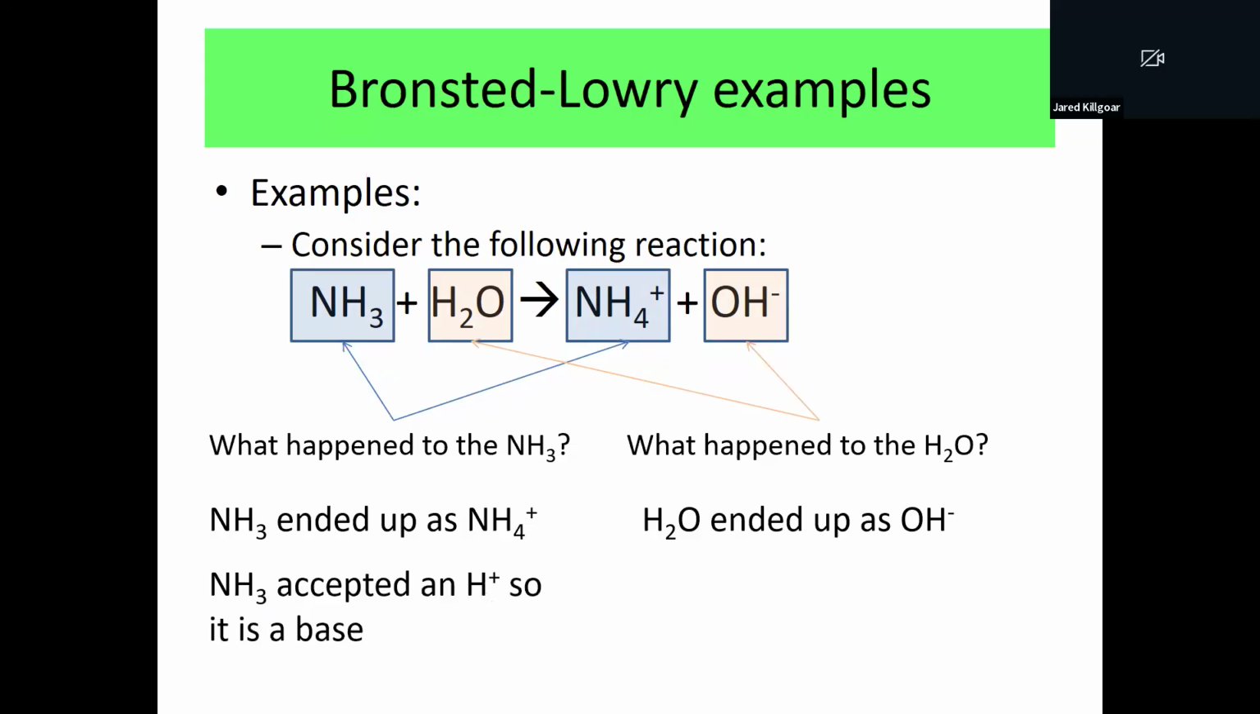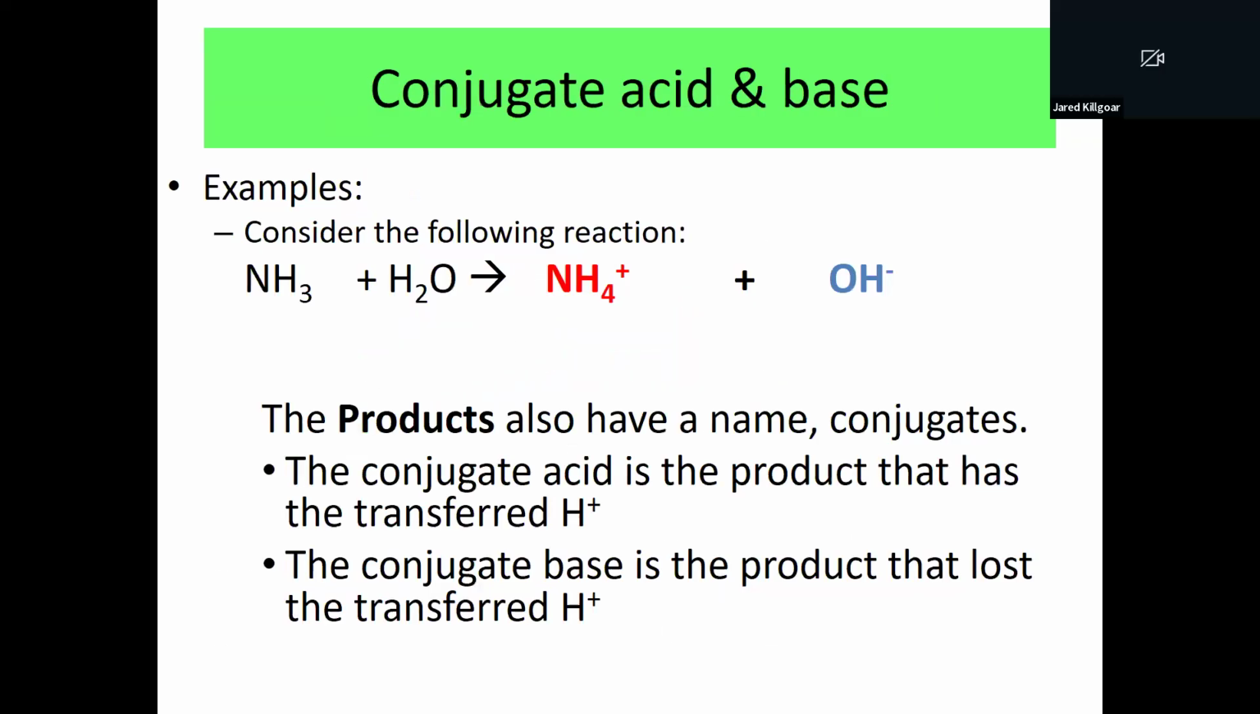Let's talk about why. NH3 accepted an H plus ion, hydrogen ion, becoming NH4 plus. Therefore, that's the base. H2O donated that H plus to NH3. Therefore, it is an acid. Let's go over in general how we can figure out a little more. The products also have names. They're called the conjugate acid and the conjugate base. The conjugate acid is the product that has the transferred hydrogen ion. The conjugate base is the product that is left over after it transferred the H plus.